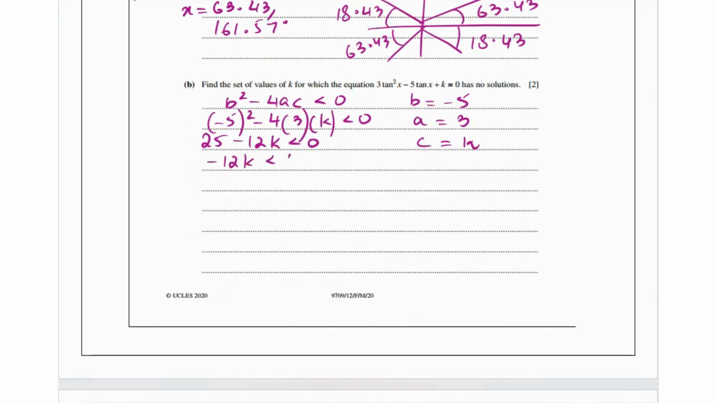-12k is less than -25. We divide both sides by -1, so it's going to be 12k is greater than 25. We always flip the inequality if we are dividing or multiplying both sides by -1, or like any negative thing. So k is going to be greater than 25 over 12, which is greater than 2.083 recurring. That is the set of values for k.